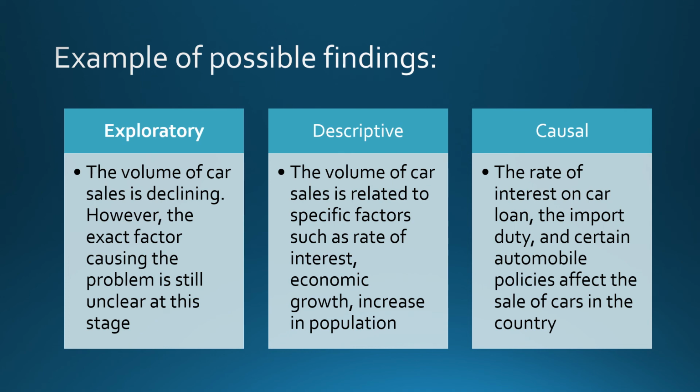Example of possible findings. Exploratory: the volume of car sales is declining. However, the exact factor causing the problem is still unclear at this stage. Descriptive: the volume of car sales is related to specific factors such as rate of interest, economic growth, increase in population. Causal: the rate of interest on car loan, the import duty, and certain automobile policies affect the sale of cars in the country.